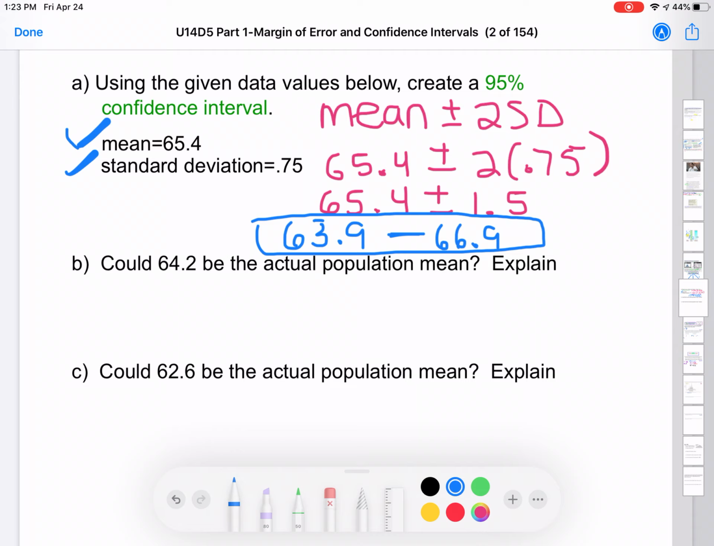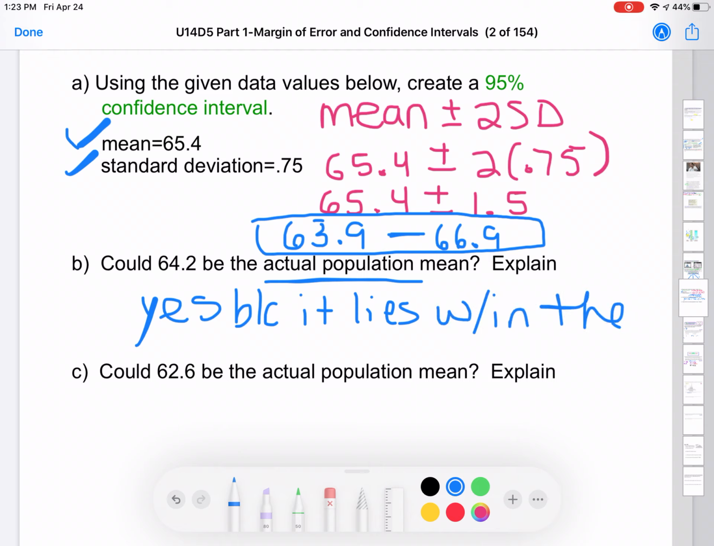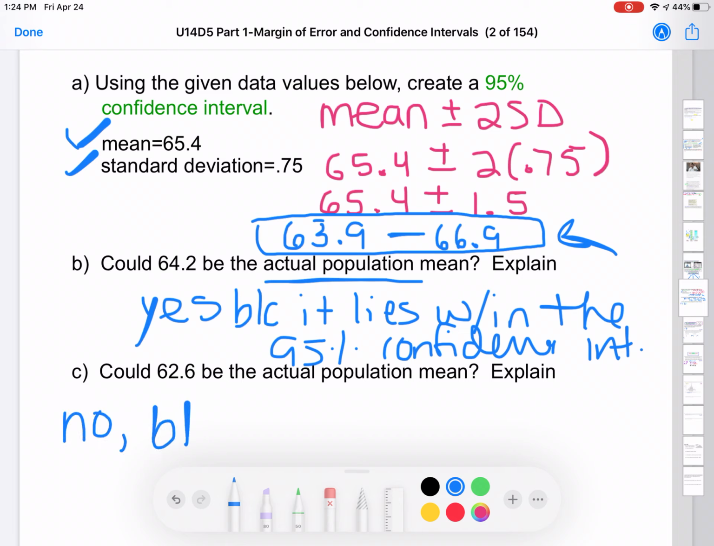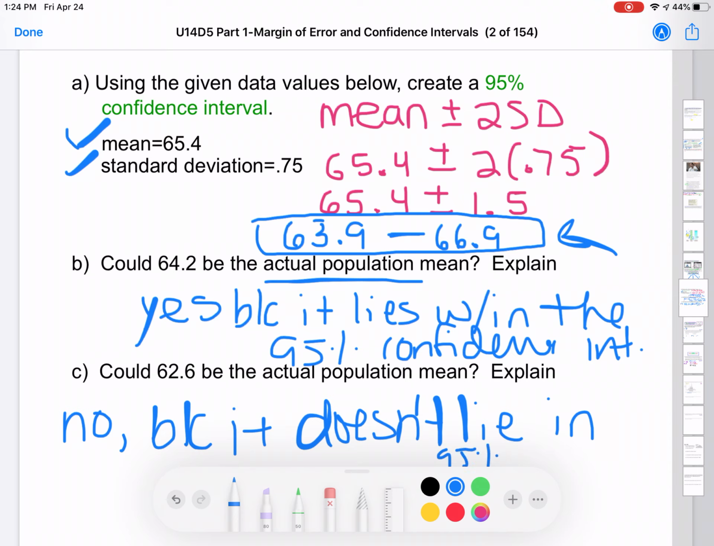So now this next question says, could 64.2 be the actual one? Well, could it be? Yes, because it lies within the 95% confidence interval. If we look up top here, doesn't it lie within this? 64.2. Could 62.6 be the actual mean? And the answer is no, because it doesn't lie in the 95% confidence interval.